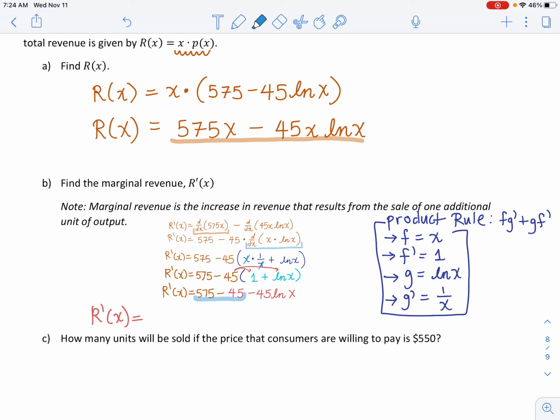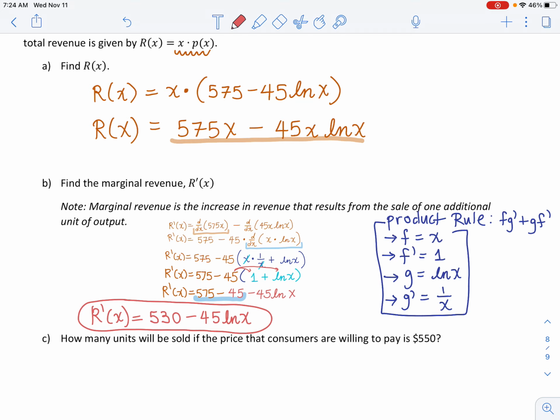575 minus 45 is 530 minus 45 natural log of x. Don't combine those two because they're not like terms. So we found it. I'm going to circle it. So this is the marginal revenue function.